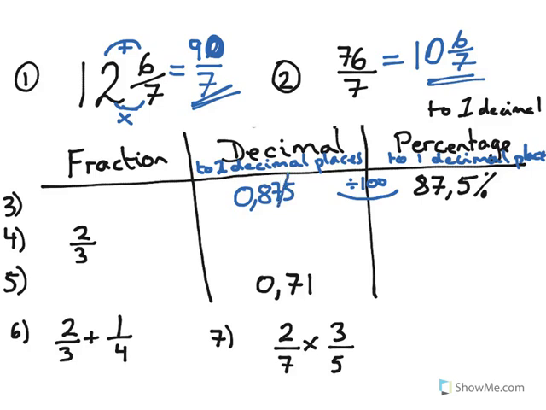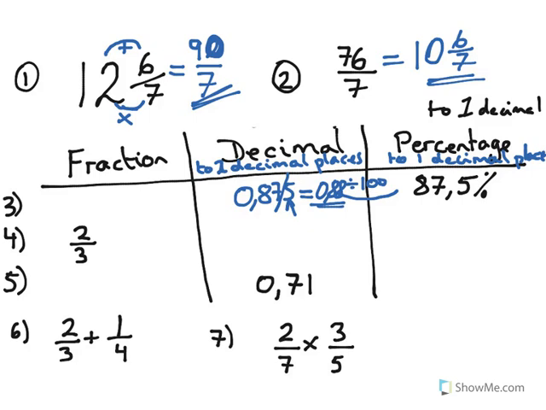So we need to chop here. Look at the number after where we're going to chop. It's a 5, which is higher than 4. So we round off to 0.88. So to 2 decimal places, 0.875 is 0.88.